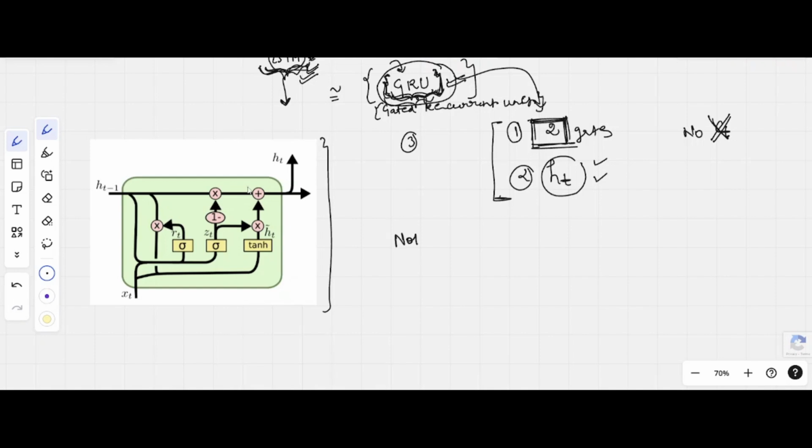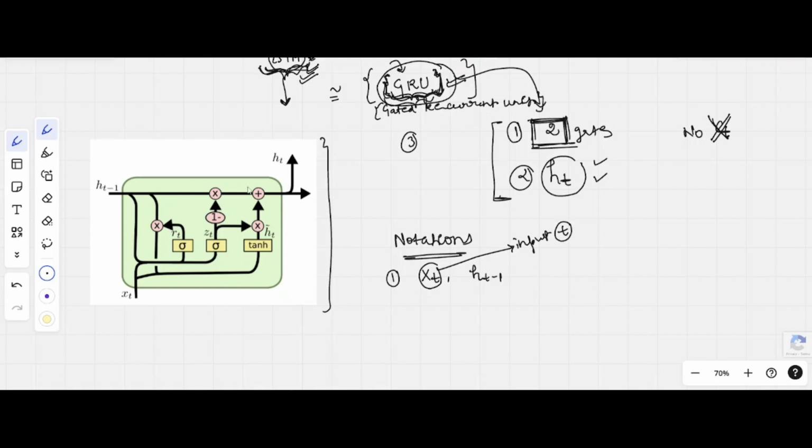First, I will introduce you to all the notations that are there in this architecture. So there are two inputs. First one is xt and the second one is ht minus 1. This xt is the input at time step t.